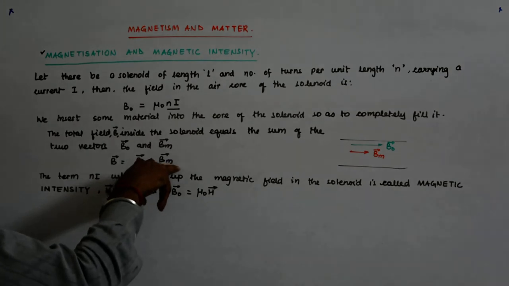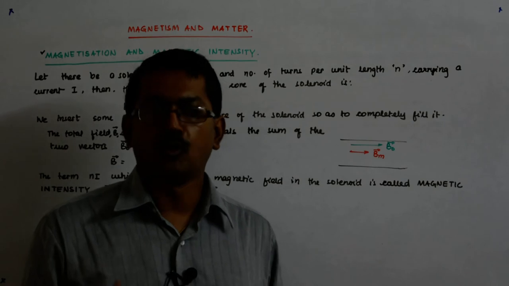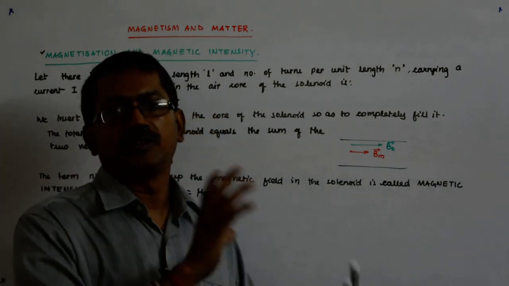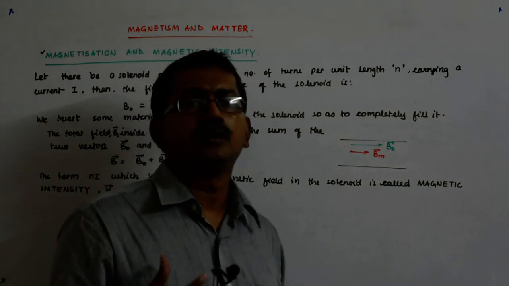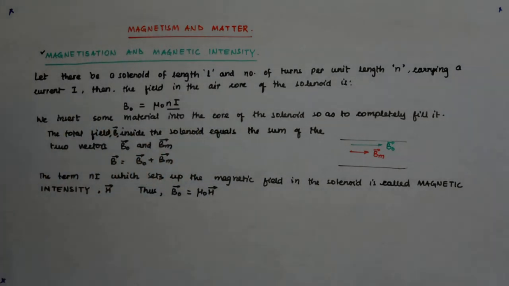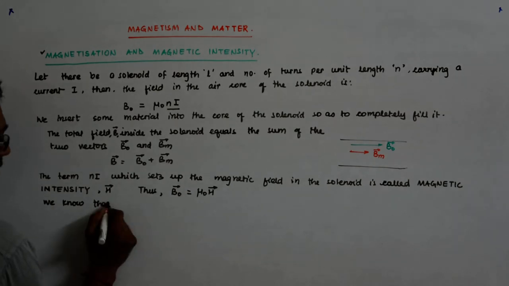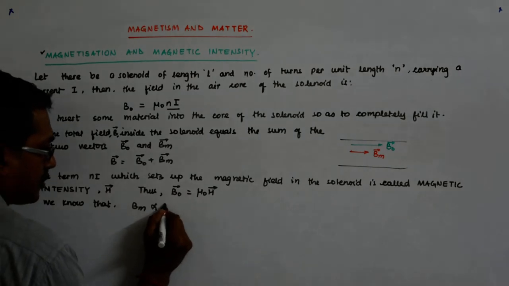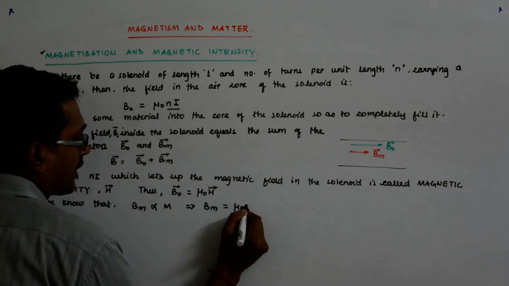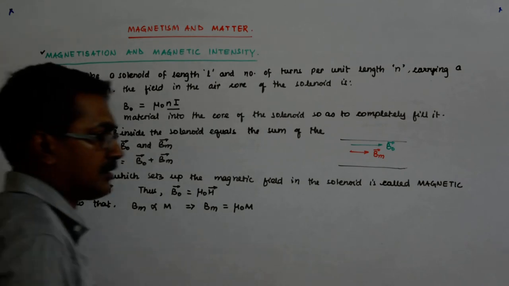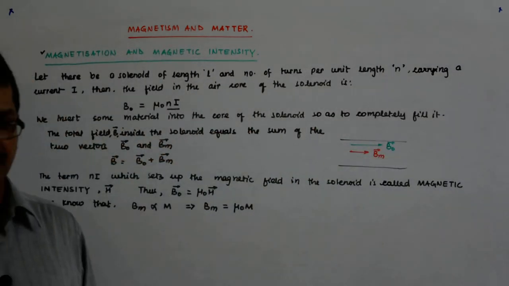Now the magnetic field due to the material will depend on its magnetization. More the magnetization, more the dipole moment per unit volume, more will be the field, is it not? Because after all, how will BM be created? Due to the summation of the dipole moments of individual atoms, is it not? Okay, we know that BM is directly proportional to M. What does it mean? It implies that BM is equal to mu naught M. Mu naught is the proportionality constant that drops in when the proportionality sign vanishes. We get the point?